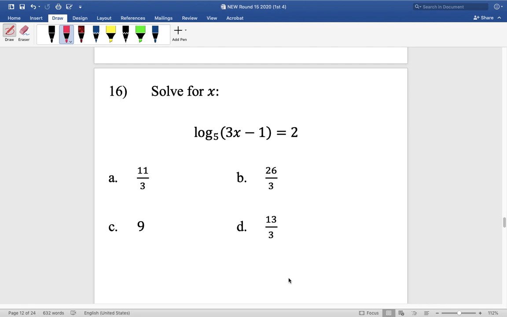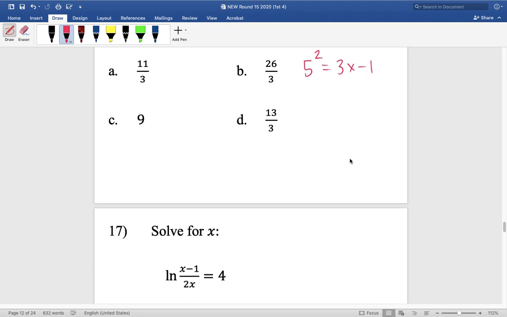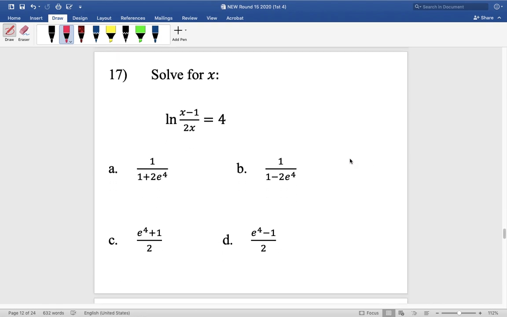Problem 16, very straightforward log problem. We've got to find it. The best way to do it is to simply convert it to an exponential, and that's 5 squared is 3x minus 1. 17, again, same deal. Natural log is base e, so it's e to the 4th is x minus 1 over 2x. And take a look at the answers on this one. There's no estimation here, so don't type in a value for e. You have to use e throughout.